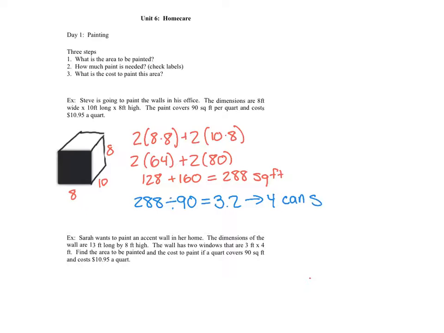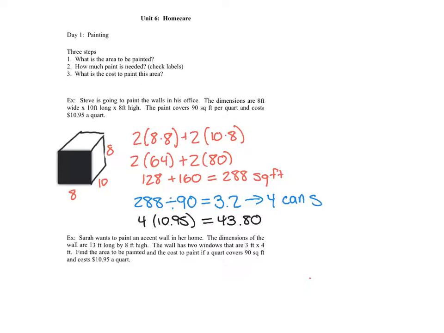And then the last thing we're going to do is figure out the cost. So if I need 4 cans of paint and they cost $10.95 each, I can multiply that, and I know that I'm going to end up spending $43.80.